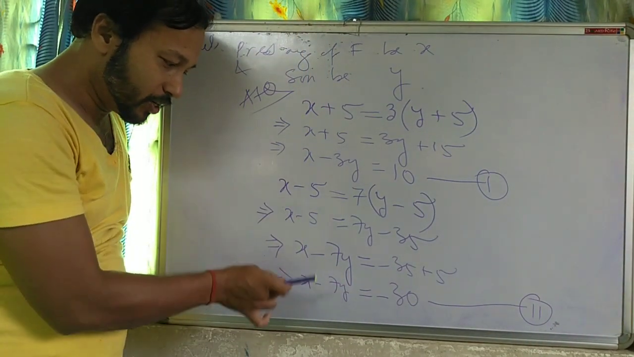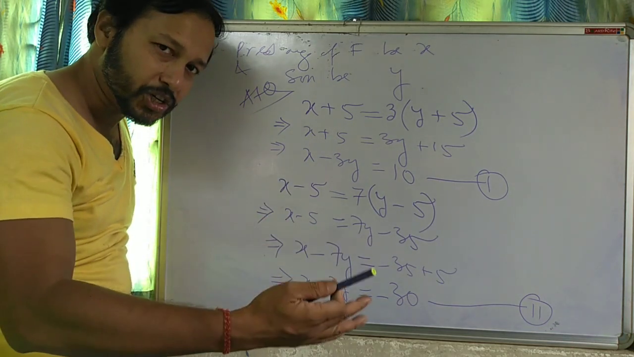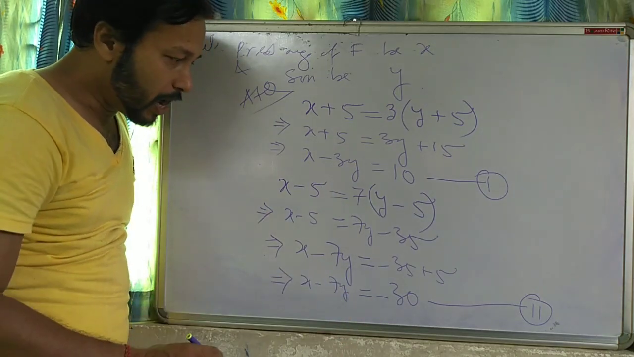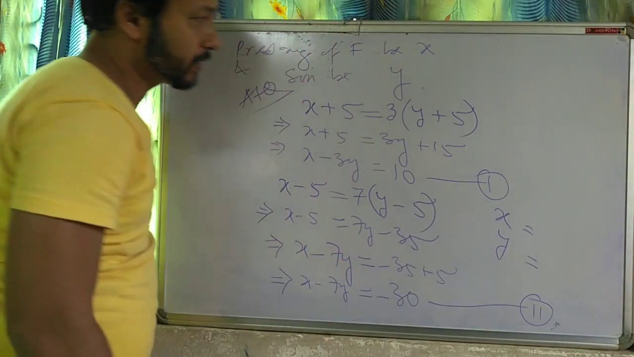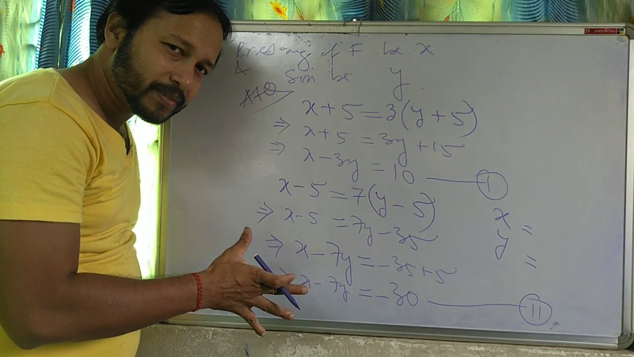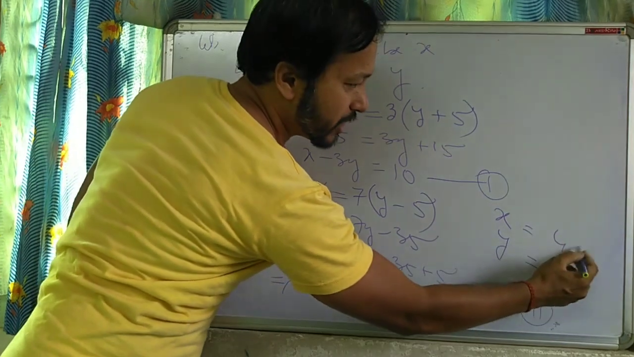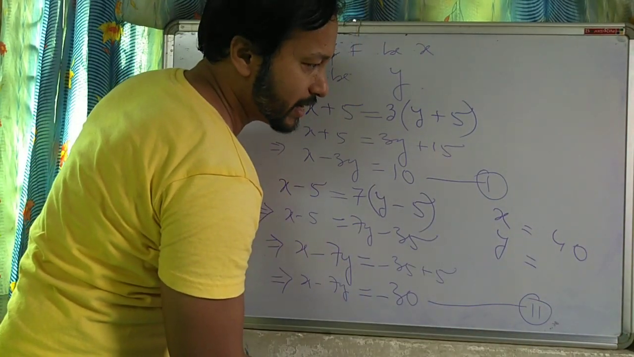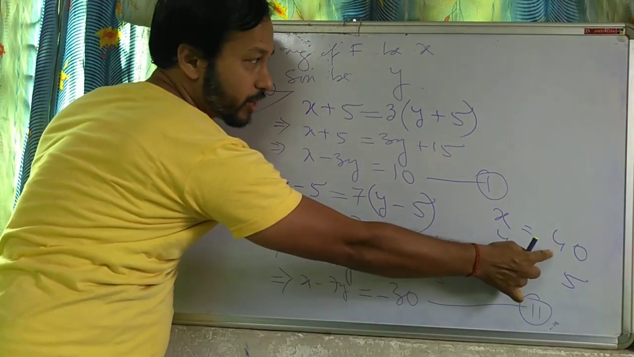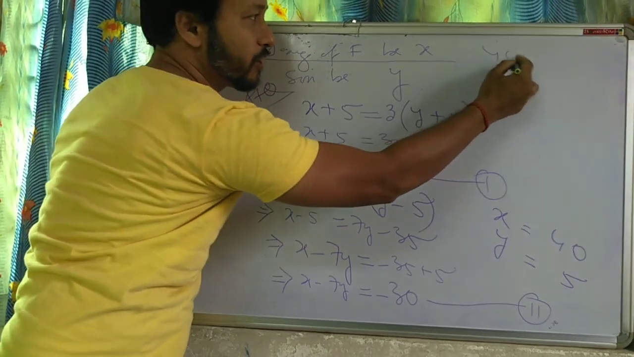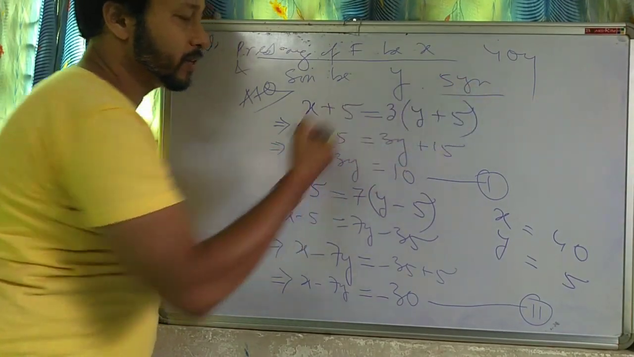You got the first equation, you got the second equation. Both the equations you can solve by using substitution or elimination, whatever you find easier. After solving these equations, you will get the value of X and Y. Say after solving this, you are getting the value of X is say 40 and the value of Y is say 5. That means X equal to 40 means the age of father is 40 years and Y 5 means the age of son is 5 years, in this way.